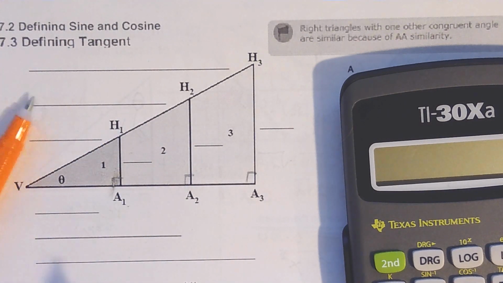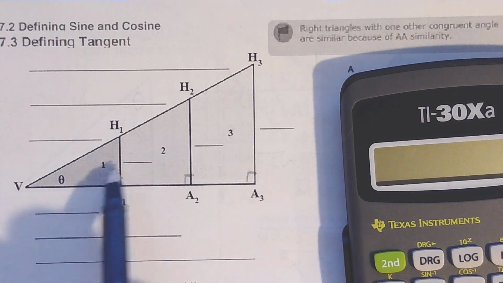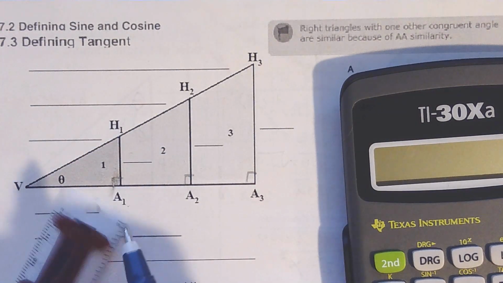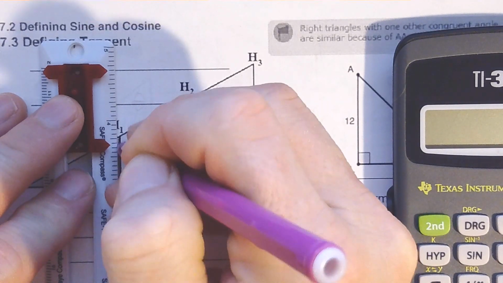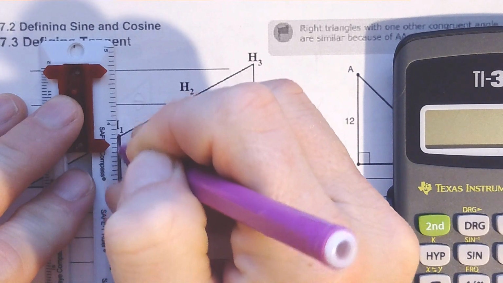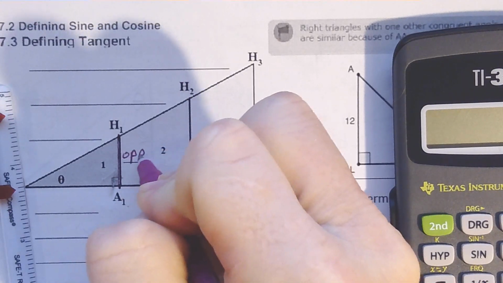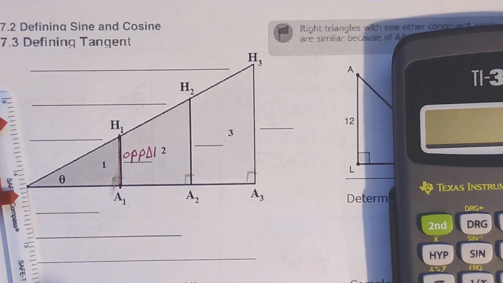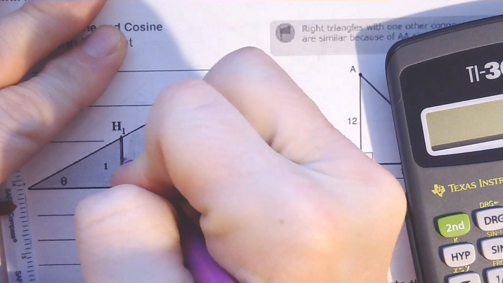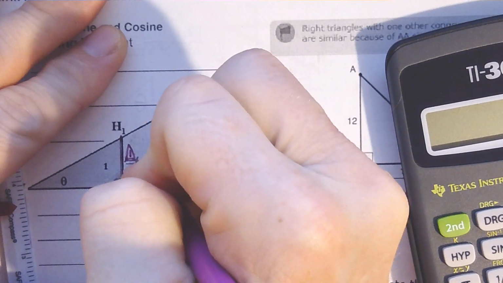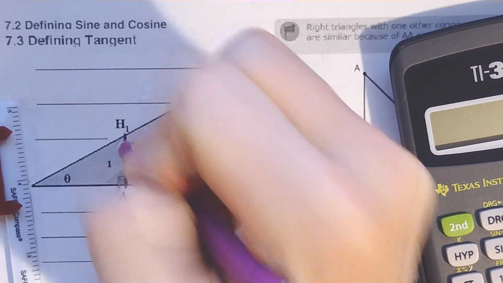So triangle 1. We'll start with the opposite length of each of these triangles. The opposite length of theta for triangle 1 is this length. I'm going to use burgundy because I think it'll stand out more. Opposite length here is H1 to A1. This is the opposite of triangle 1. Let's write that as triangle 1 opposite. And that'll be burgundy because our opposites are going to be burgundy.